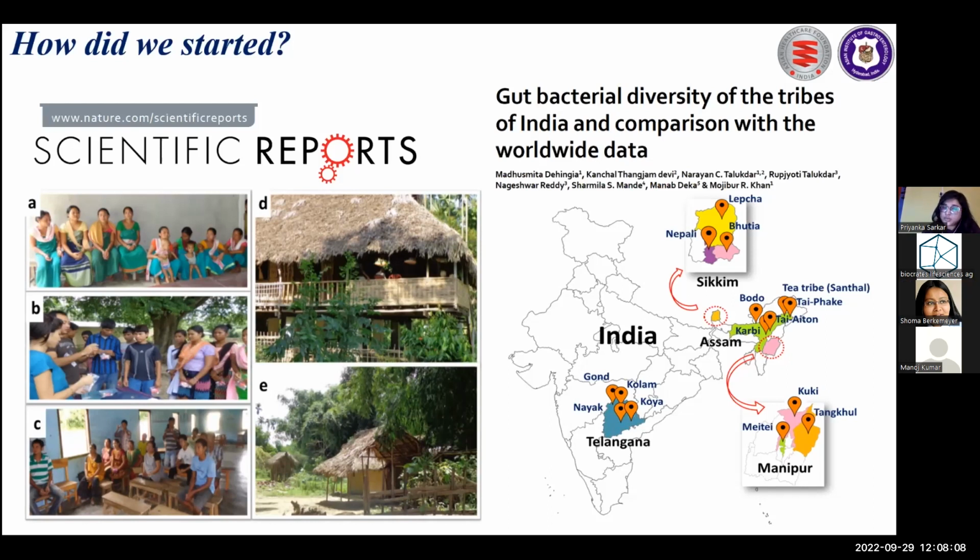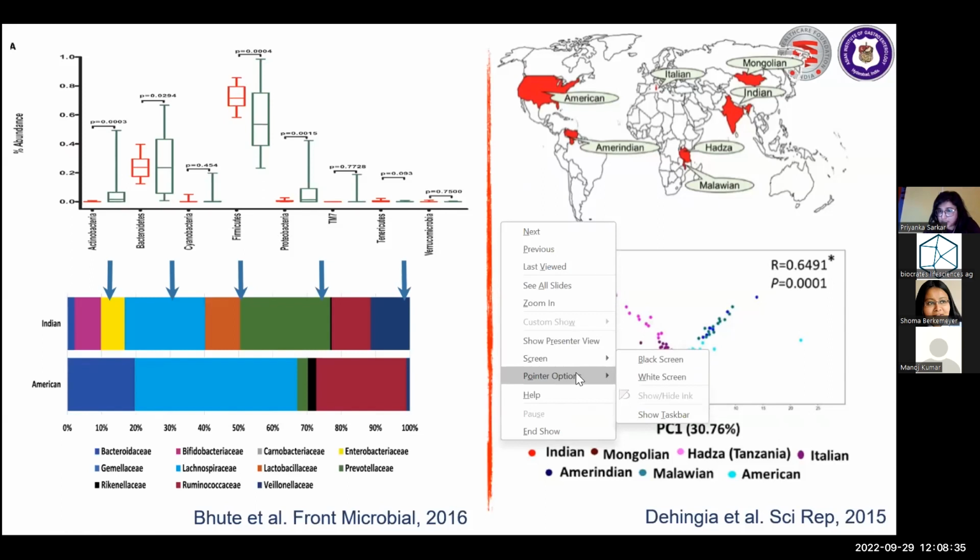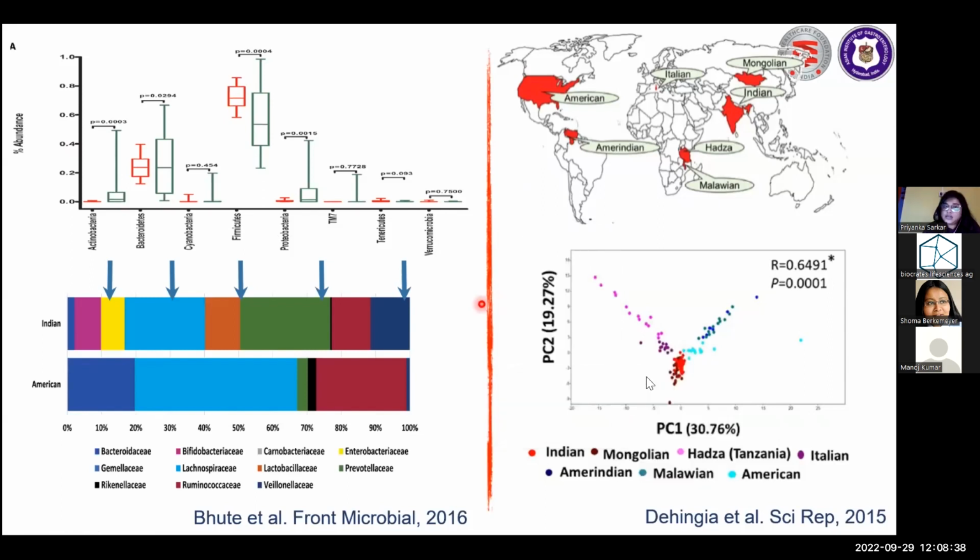We recruited those tribal populations who still possess ethnic food habits, and we found that the microbiome profile of these tribes is very unique compared to the western part of the world. In 2016, another set of Indian scientists reported similar results. They reported that our Indian gut microbiome is unique, and that the microbiome of our tribes is similar to the Southeast Asian tribes.